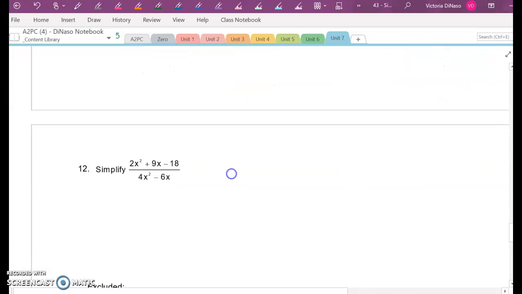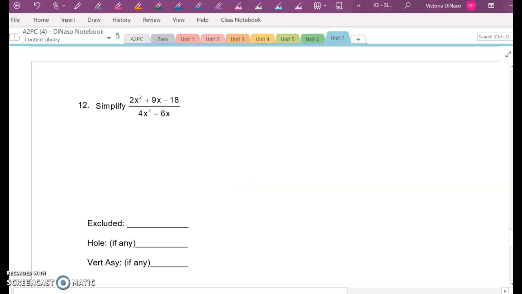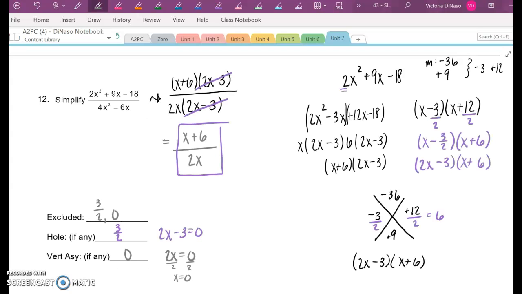For the final problem, this involves more factoring. I'm going to go ahead and solve this one. So I have 3 different ways that you can factor over on this right-hand side. You're looking for two numbers that multiply to negative 36 and combine to 9. When I go through the different ways to factor, go ahead and pause the screen and then complete the simplified version and excluded values.